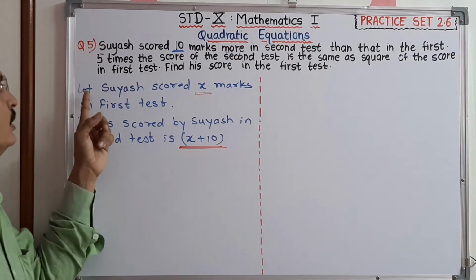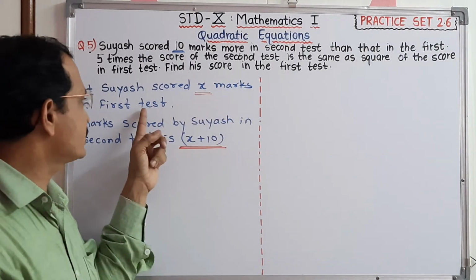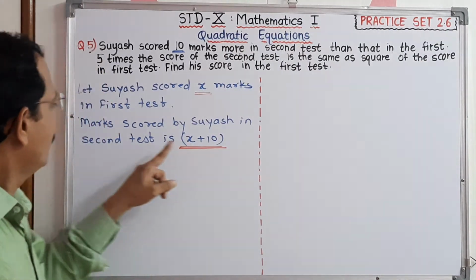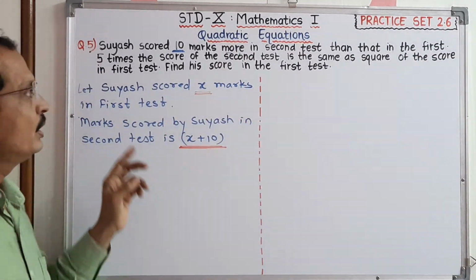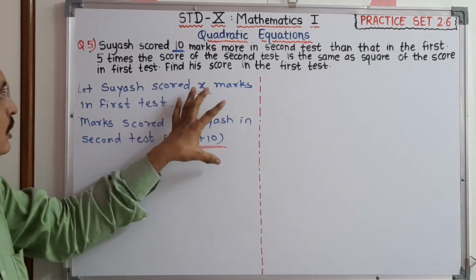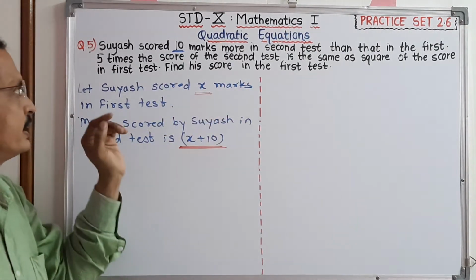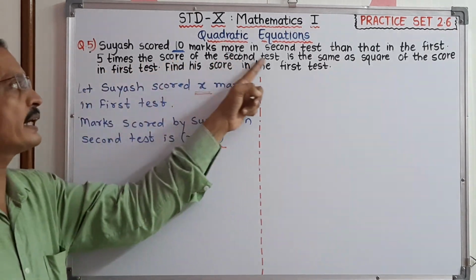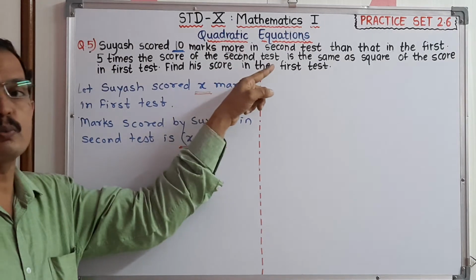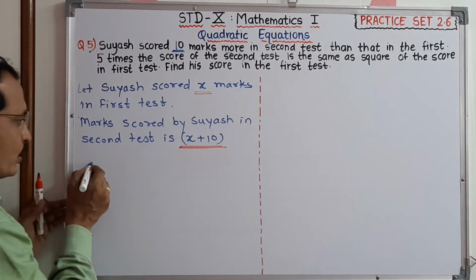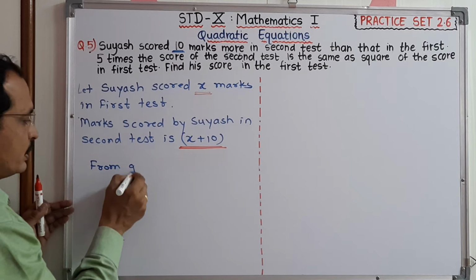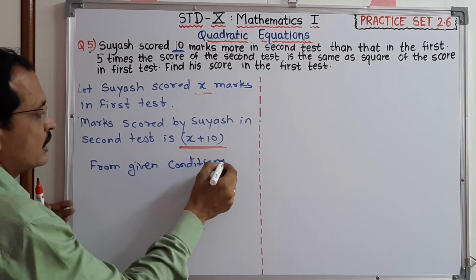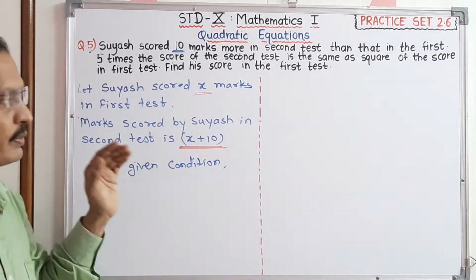See here, Suyash scored x marks in the first test. In the second test he scored more marks than that of the first test. Now from this we got the marks in the first test and the second test. Now see the second condition. 5 times the score of the second test. This is our condition. Therefore we have to write from the given condition. Now what is the condition? By using this we have to frame the equation.